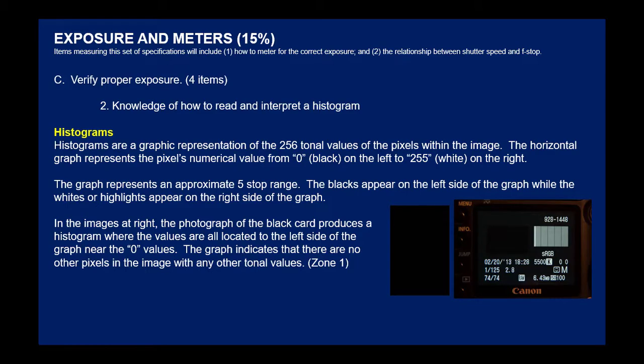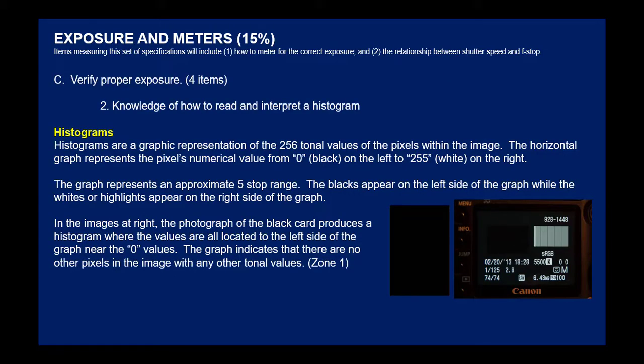Section 2 says, knowledge of how to read and interpret a histogram. Now, histograms are simply graphic representations of the tonal values within the scene using a scale of 0 to 255. That gives us a full scale of 256 possible tonal values. Remember, 0 counts as a tonal value. When you look at a histogram, it represents an approximate 5-stop range. The blacks appear on the left side of the graph, the whites appear on the right side of the graph, and the gray tones fall near the center of the graph.